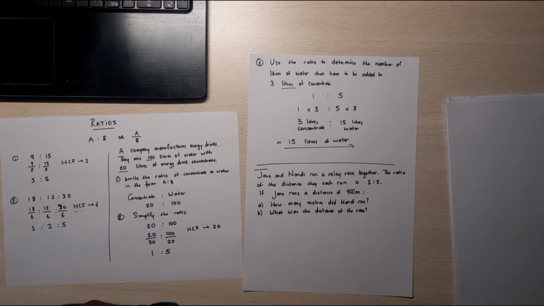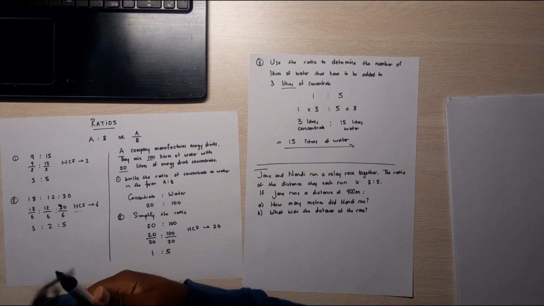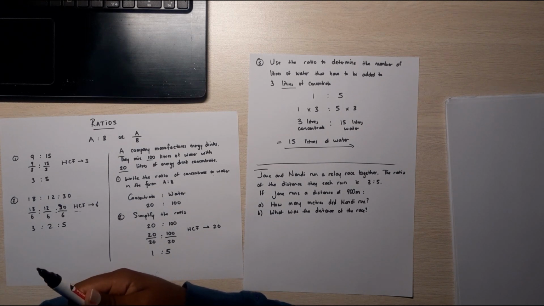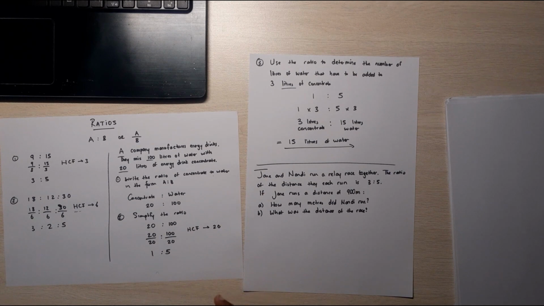So Jane and Nandi run a relay race together. The ratio of the distance they each run is 3:5. If Jane runs a distance of 900 meters, determine A, how many meters did Nandi run, and B, what is the distance of the race. Okay?